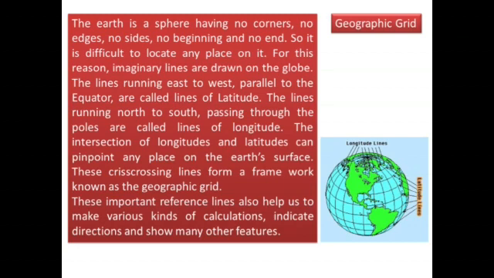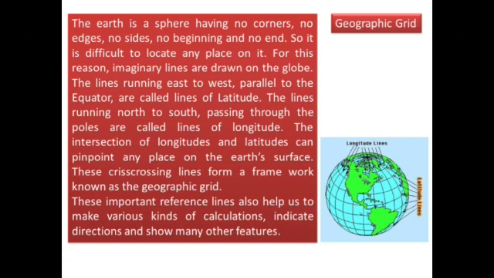The lines running east to west parallel to the equator are called lines of latitude. The lines running north to south, passing through the poles, are called lines of longitude. The intersection of longitudes and latitudes can pinpoint any place on the Earth's surface. These crisscrossing lines form a framework known as the geographic grid. These important reference lines also help us to make various kinds of calculations, indicate directions, and show many other features.